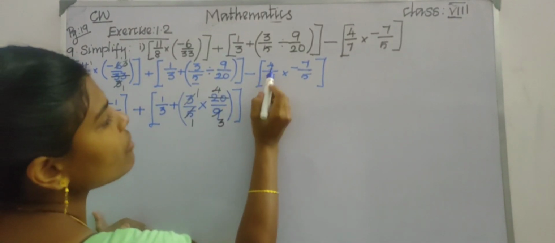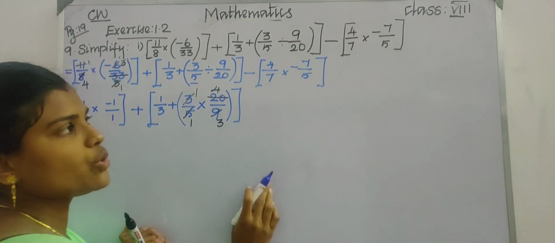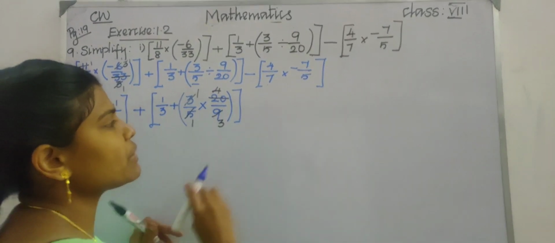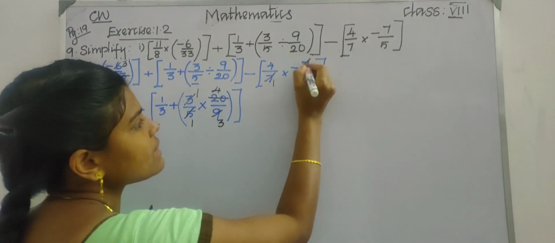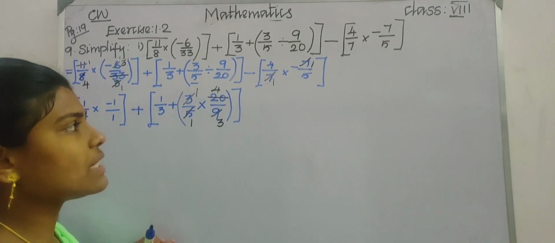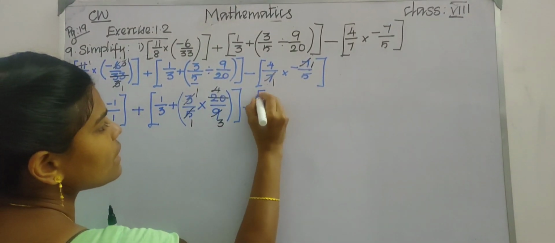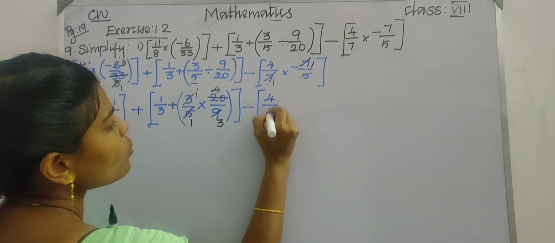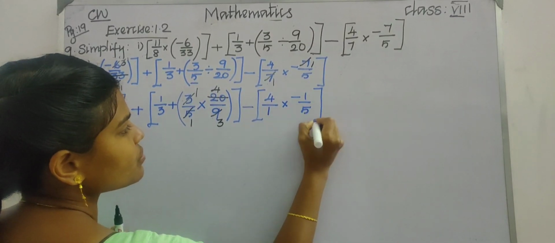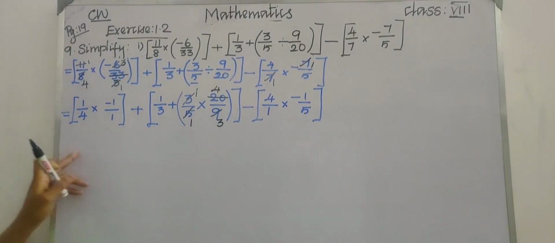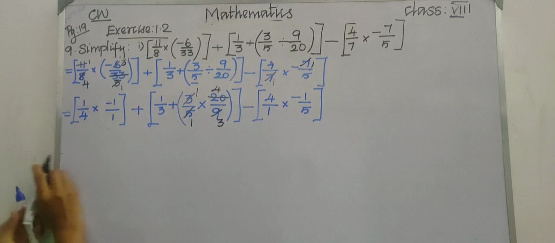See, here we are having 7 in the denominator and minus 7 in the numerator, right? So that we can simplify this. We can cut this by using the 7 table. 1 7 is 7 and again 1 7 is 7. Okay children, so we will get the term as minus 4 upon 1 into minus 1 upon 5. Okay children, so let us write the next step.